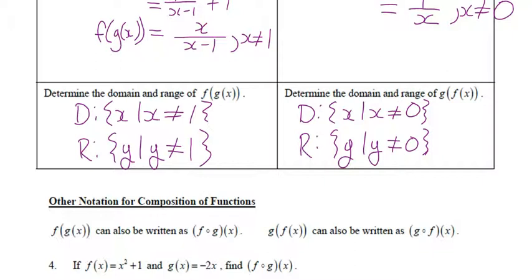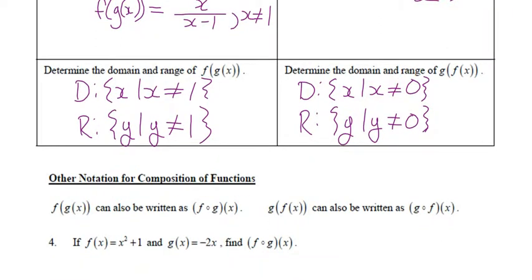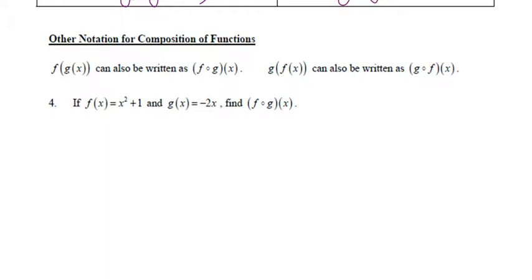Okay, why not? I know what it means. Other notation. If I had known, I wouldn't have introduced it earlier. So f of g of x can also be written as f open circle g of x, or g of f of x. So fog or goff, really, is almost there.